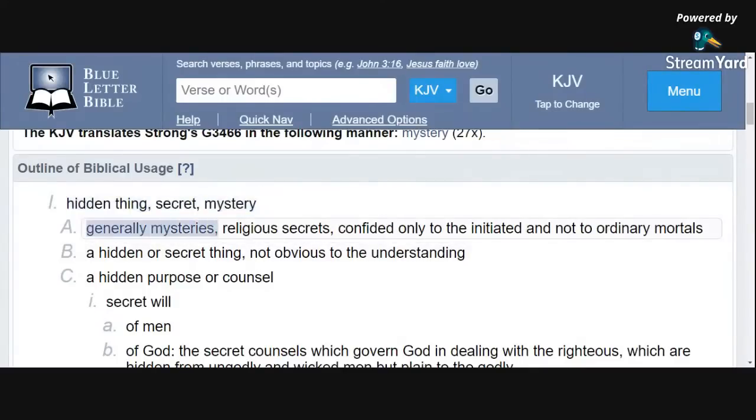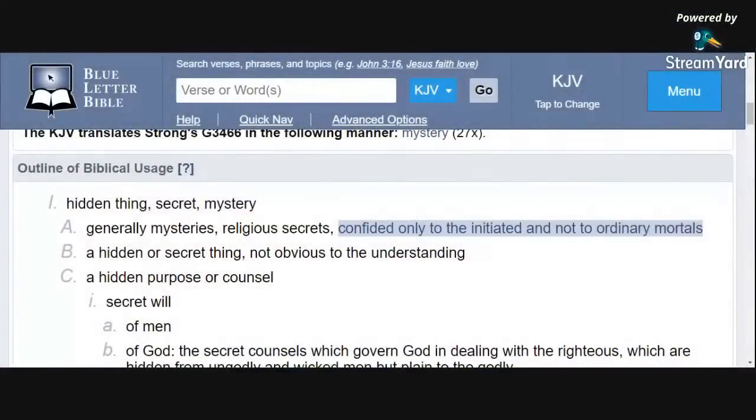Generally, mysteries, religious secrets, confided only to the initiated, and not to ordinary mortals. Foolish mortals. You see that? You need to have the Holy Spirit in order to get this. I gotta read that again. Generally, mysteries, religious secrets, confided only to the initiated.